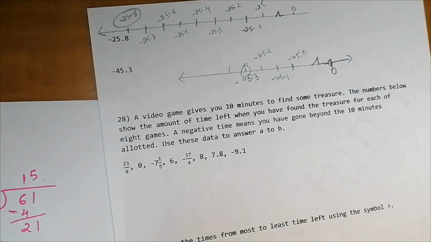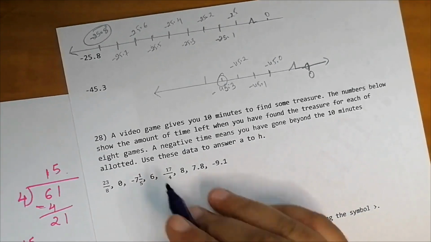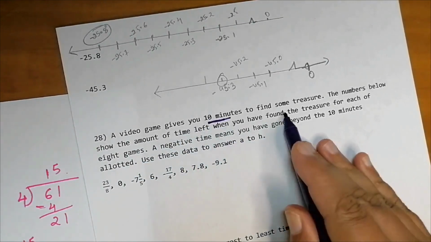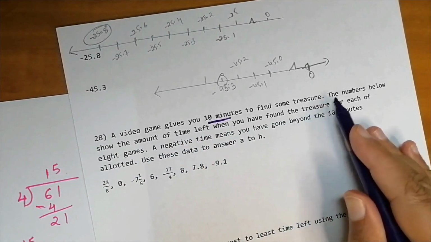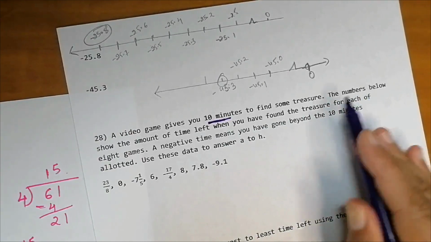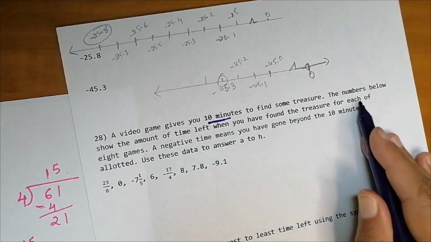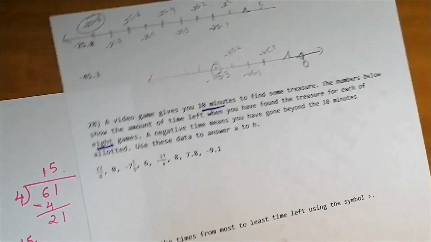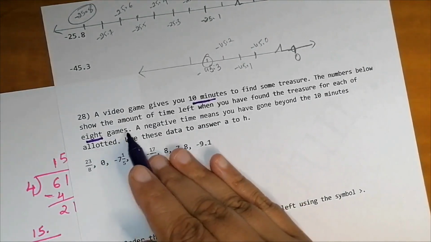So let's first read the question. It says, a video game gives you 10 minutes to find some treasure. Do you play video games? You do, I'm sure. You enjoy it, right? The numbers below show the amount of time left when you have found the treasure for each of 8 games. Okay, so we have 8 games. I'm sure when you play, 8 games doesn't suffice you, right?